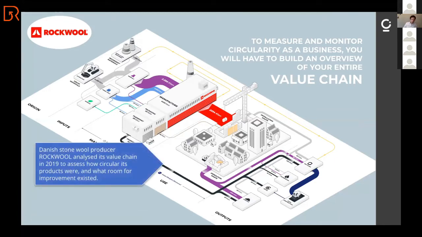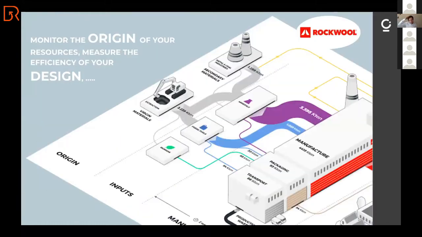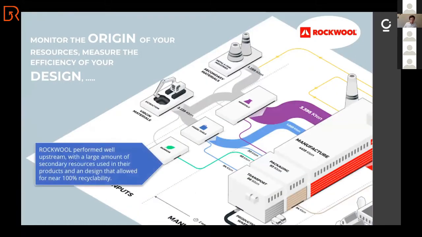And what we found, and that's in 2019 that we did that for them, we found a few things. So we started at the origin of the materials, and we found that Rockwool was actually performing quite well there. It had already quite a share of secondary, so cycled resources they used, much more than you would find on the global average. And they also designed their products in a way that they were actually quite well recyclable. If they would get their materials back, they could recycle almost up to 100% of their products. And that's quite a high rate in our experience.